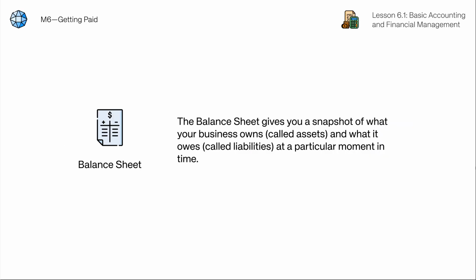Now let's talk about the balance sheet. The balance sheet gives you a snapshot of what your business owns, called assets, and what it owes, called liabilities, at a particular moment in time. Think of it like a photo of your business financial situation, okay? On one side, it shows what you have, like money in the bank or equipment you can use for work. On the other side, it shows what you owe, like loans, bills, or payments you need to make. The goal is for your assets to be more than your liabilities, meaning you own more than you owe. This statement helps you understand the value of your business and whether you are financially stable or not.